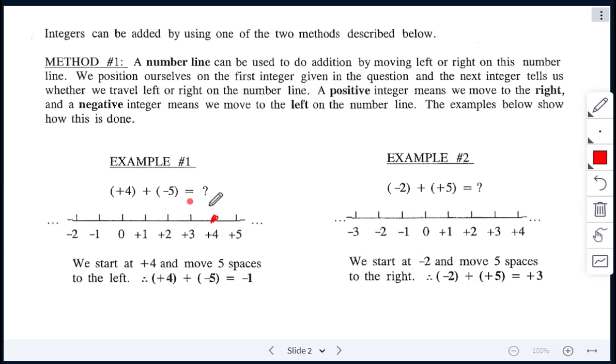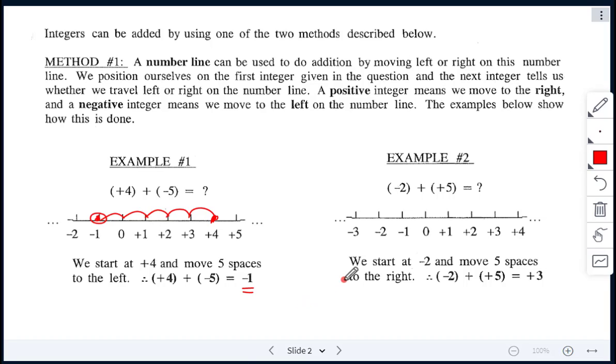If it's a negative integer, we're going to move to the left. Okay, so here we have a positive 4, that's the first integer, so that's where we're starting. And then our next integer is negative 5, and it does say we're adding. So we're going to add negative 5 by moving to the left 5 spaces. So 1, 2, 3, 4, 5. And we end up here at negative 1. So we'll just dot that in like that. And our answer, therefore, is negative 1.